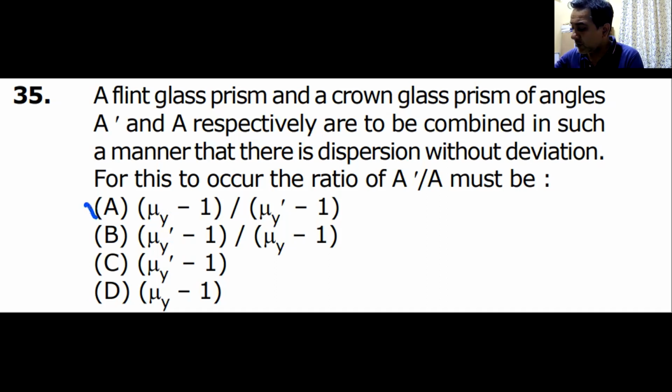And the answer is option A, mu yellow minus 1 divided by mu dash yellow minus 1 with a negative sign. The negative sign is not given here, not a problem. There must be a negative sign here. Do we understand this? I told you mu in that formula is the mean deviation, and mean deviation is taken as the deviation of yellow light. So you will always use mu yellow, or you can use mu red plus mu violet divided by 2. Yes or no? Do you understand this? Everyone in the class, do you understand this?